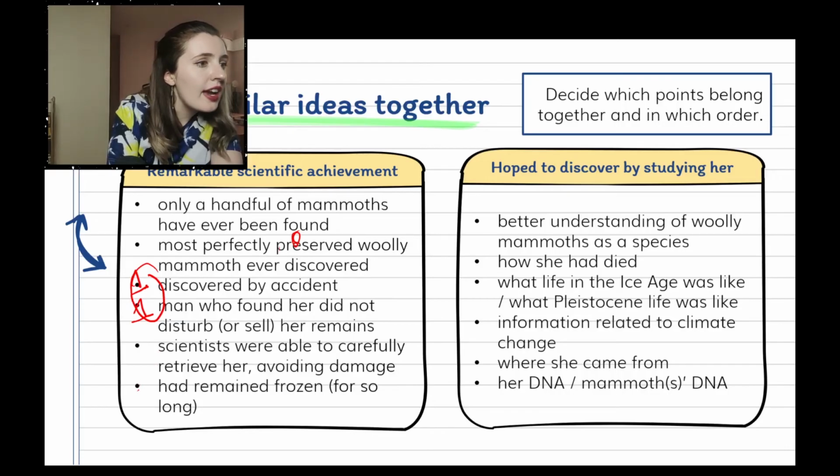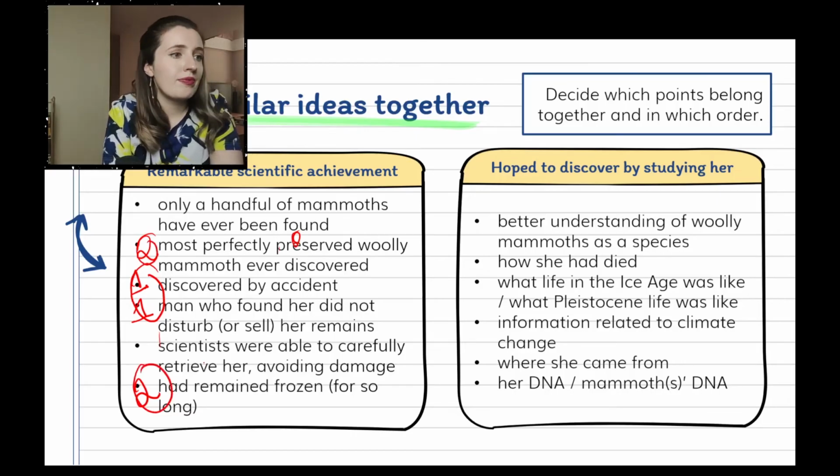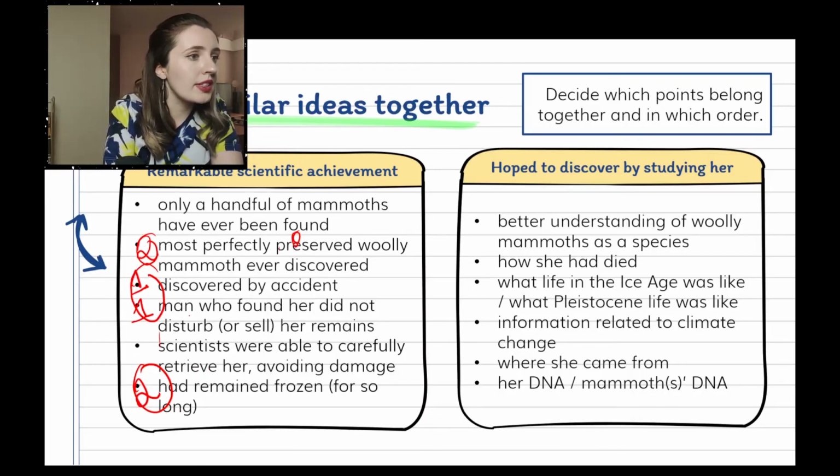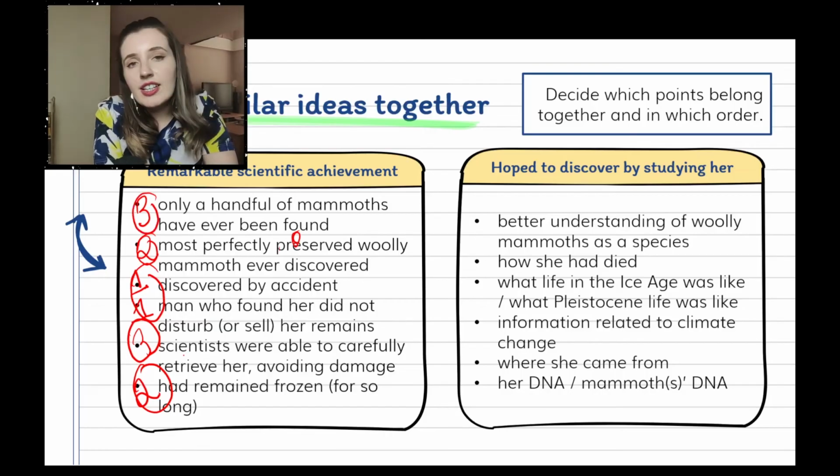The fact that she had remained frozen for so long, well, that's really, really similar to that she's the most perfectly preserved woolly mammoth to ever be discovered, right? The reason why she's the most perfectly preserved woolly mammoth ever discovered is because she was frozen for so long. So I definitely think I would group those ones together. And then perhaps finally I would go for only a handful of woolly mammoths have ever been found, and maybe that's why scientists were so careful not to disturb her. So you're really thinking about which points are similar, which ones are you going to talk about first, are there any that you're going to join up into the same sentence?